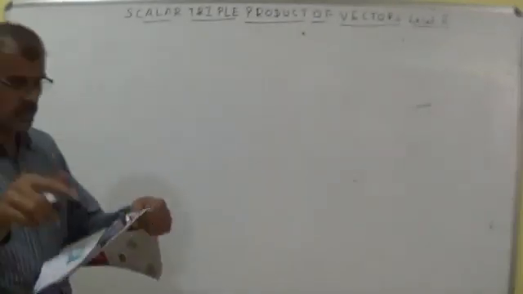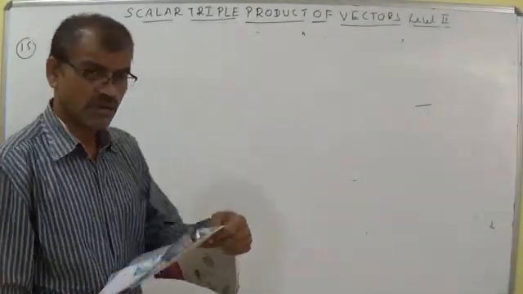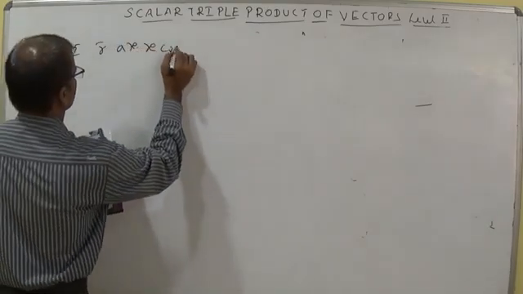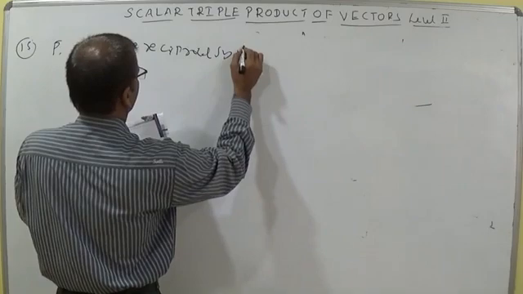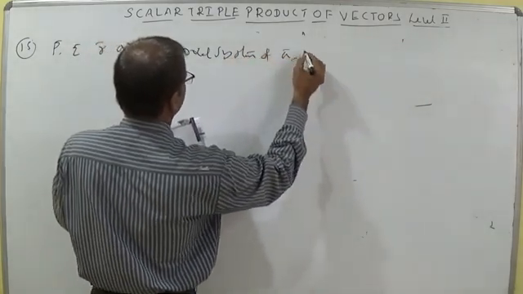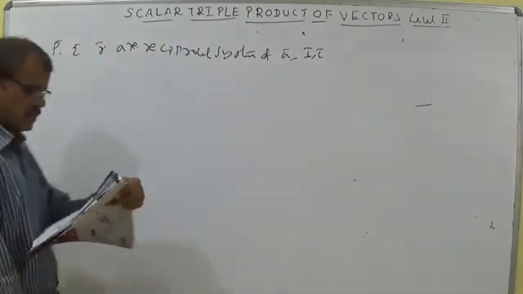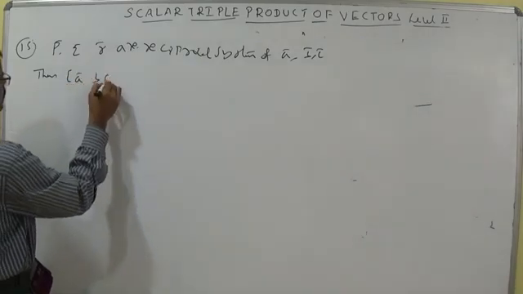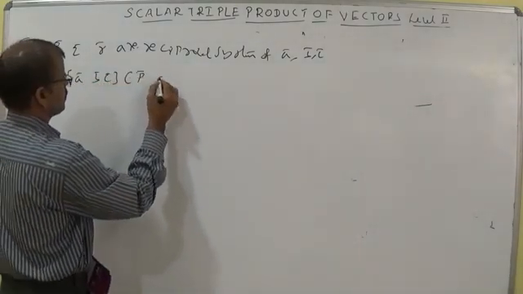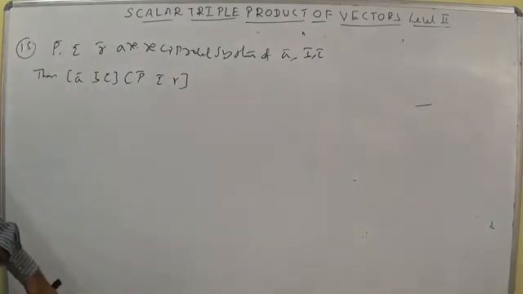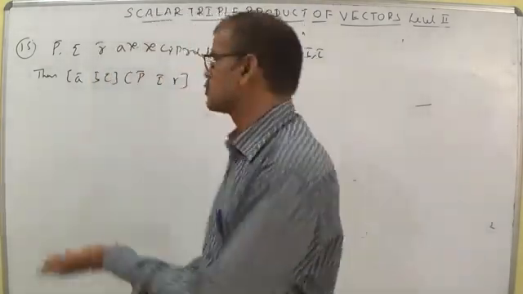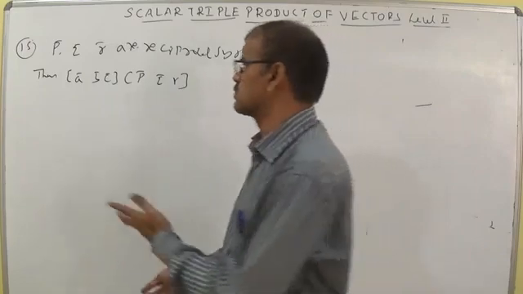If P, Q, R are the reciprocal system of vectors A, B, C, then calculate box ABC into PQR. The reciprocal system is nothing but A dash, B dash, C dash. P is equal to B cross C by box ABC, Q is equal to C cross A by box ABC, R is equal to A cross B by box ABC.